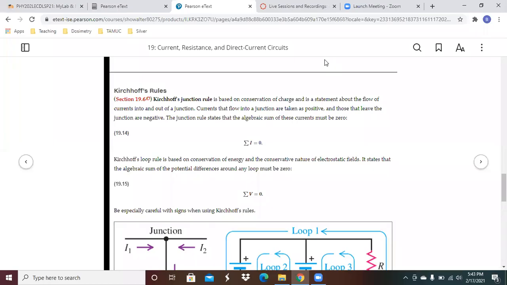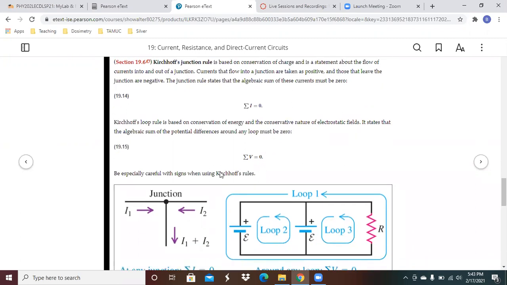This lecture is going to discuss Chapter 19, Section 6. We're going to be going over Kirchhoff's rules. Kirchhoff's Junction Rule is going to be based on the conservation of charge. It's a statement about the flow of current in and out of a junction.